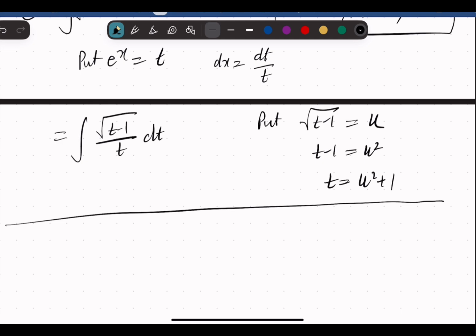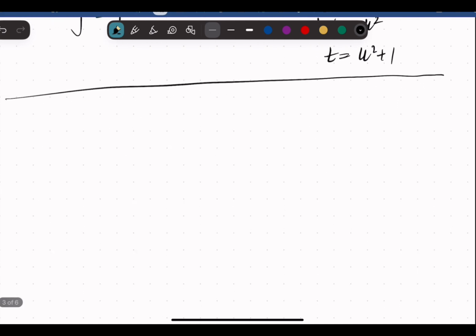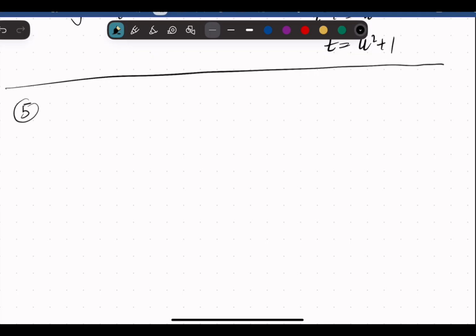Now the fifth question is: you have e power x, this is again, e power 2x plus 4 dx. This is again one square root. We will try to remove the square root by using trigonometric identities if you want to do it that way.